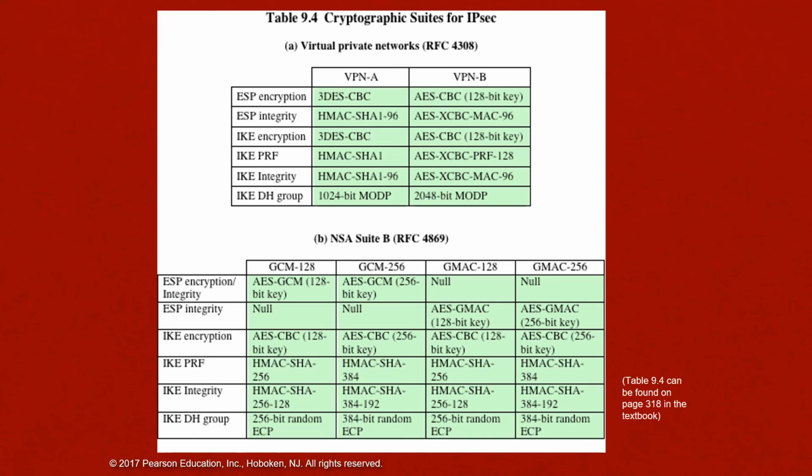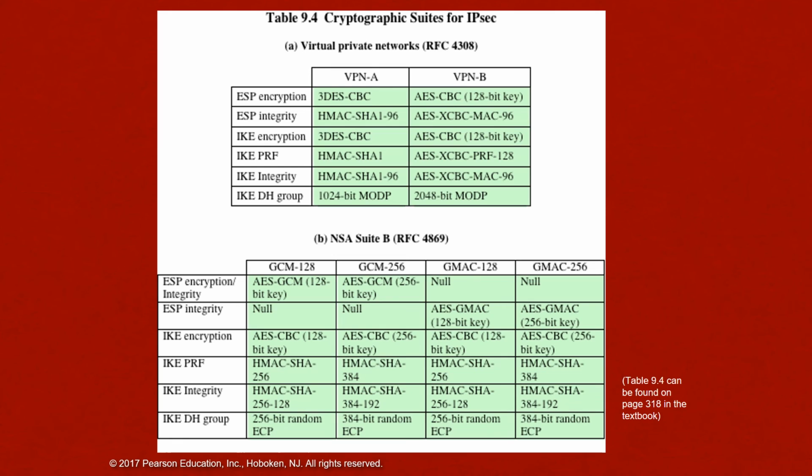The four suites defined in RFC 6379 provide choices for ESP and IKE. The four suites are differentiated by the choice of cryptographic algorithm strengths and a choice of whether ESP is to provide both confidentiality and integrity or integrity only. All of the suites offer greater protection than the two VPN suites defined in RFC 4308. The table lists the algorithms and parameters for the suites.